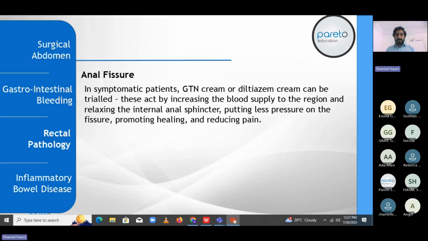Diltiazem, GTN, just like we talked about, relaxing the internal anal sphincter, and you have to apply it on the inside of the anal canal as well.